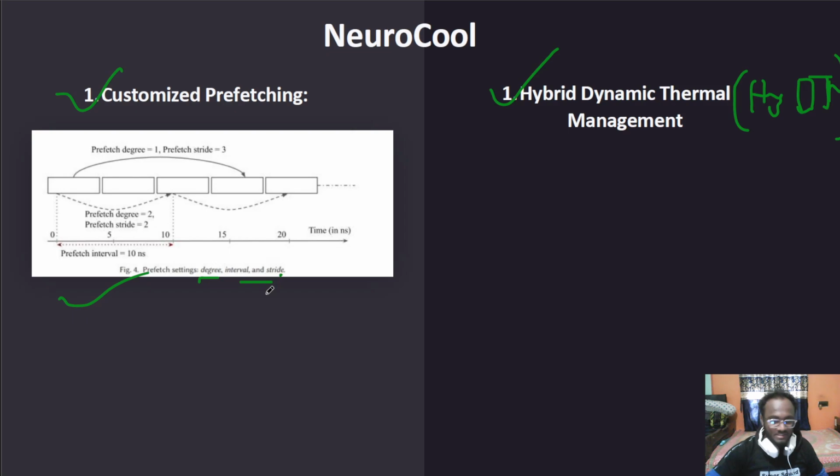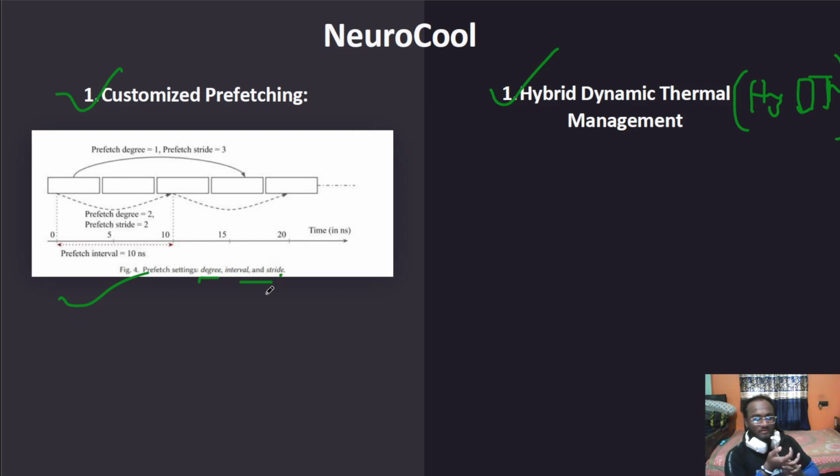These parameters are crucial for balancing performance and energy efficiency in memory-intensive workloads. A higher prefetch degree can reduce memory access latency. If we increase the prefetch degree, the memory access latency obviously decreases, but it increases energy use, and heat generation also increases. An optimal prefetch stride ensures relevant data is fetched without wasting memory bandwidth. And the prefetch interval determines how frequently prefetching occurs, influencing memory access patterns.